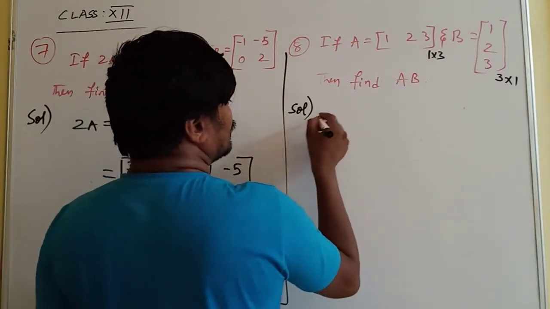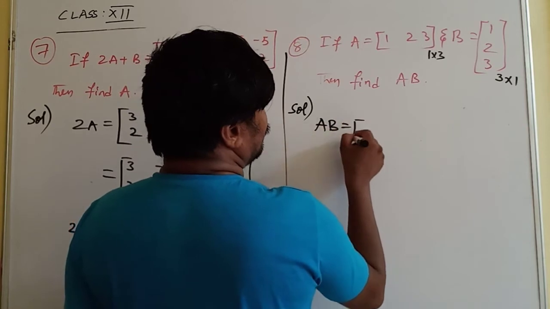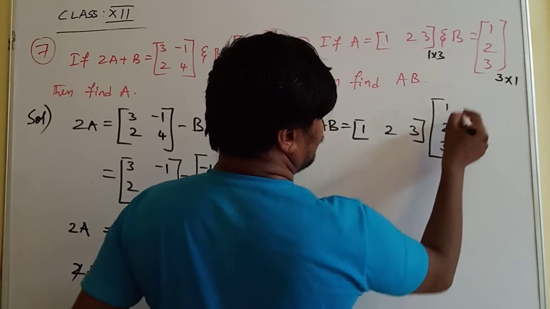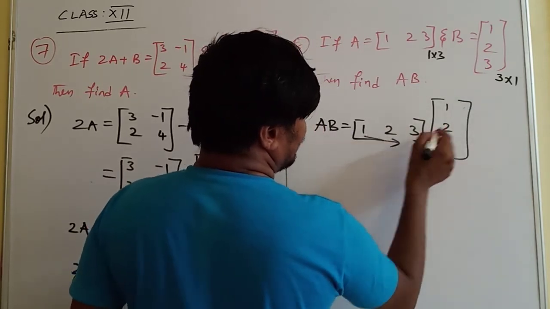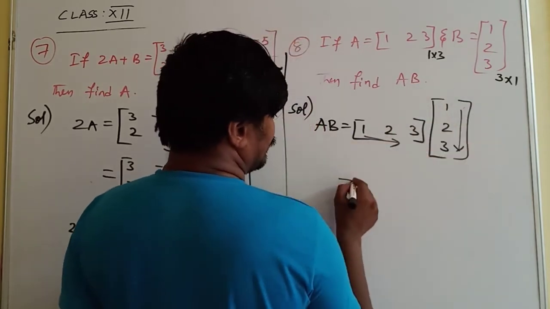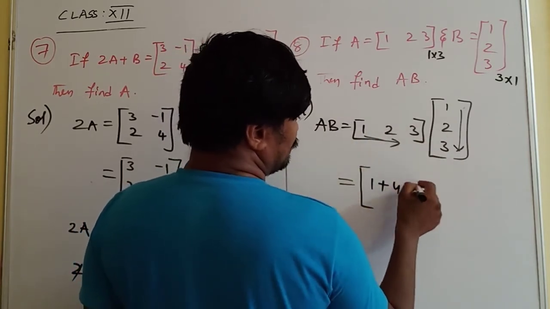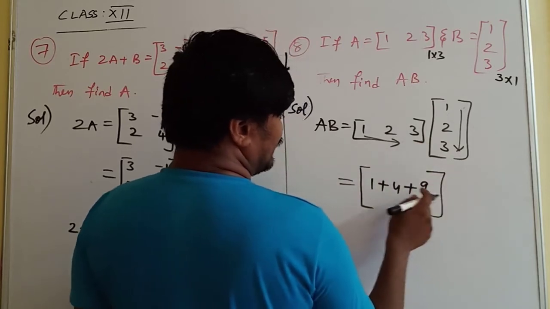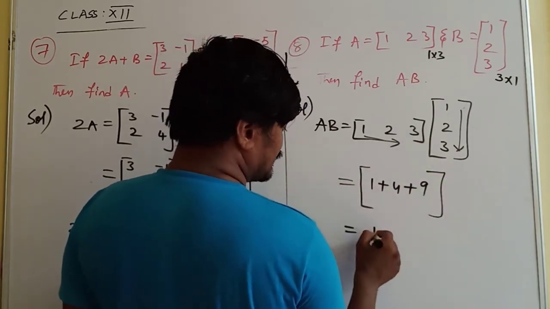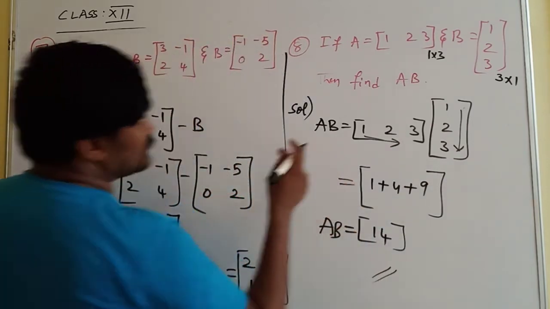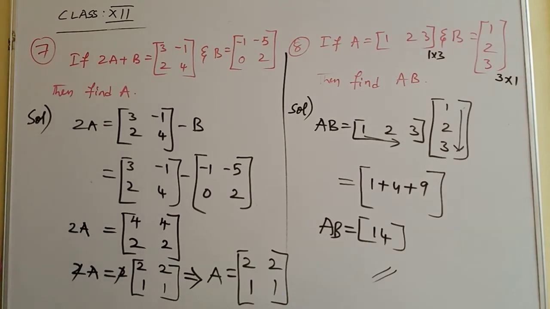So now the solution. AB is equal to 1, 2, 3 and B is 1, 2, 3. You know, a row is multiplied with the column, you get one element only here. So then 1 1s are 1 plus 2 2s are 4 plus 3 3s are 9. 9 plus 1, 10, 10 plus 4, 14. So 14 is your answer of AB. So this is about your problem number 8. So I hope you have understood these two problems. Let's move on to the ninth problem.